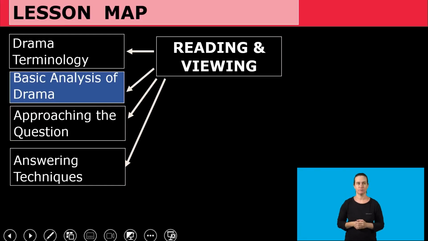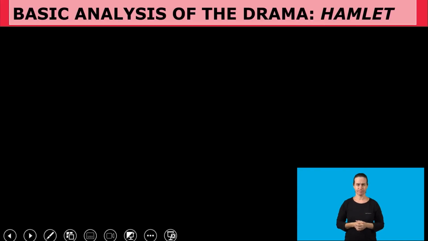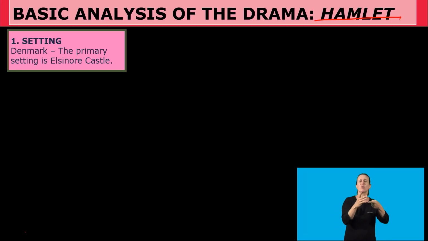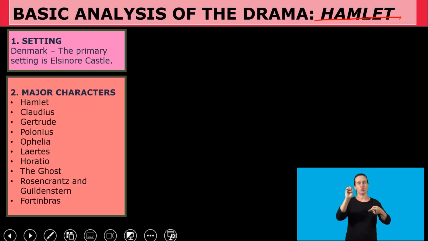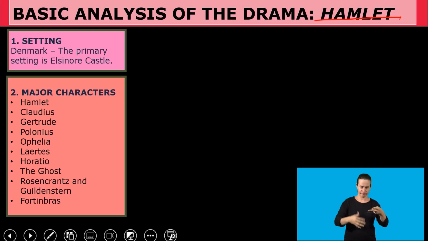Now, let's analyze some of these texts on a basic level. First, we'll be looking at Hamlet. The setting is Denmark. The primary setting of the play is Elsinore Castle. The major characters are Hamlet, Claudius, Gertrude, Polonius, Ophelia, Laertes, Horatio, the Ghost, Rosencrantz and Guildenstern, and Fortinbras.